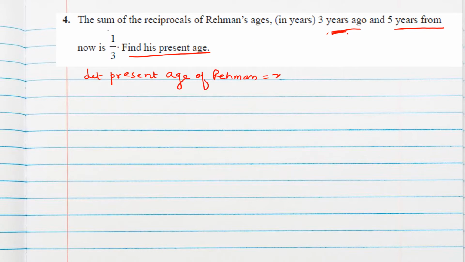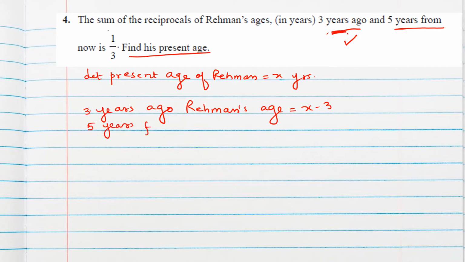is x years. Then for this condition, 3 years ago his age will be x minus 3 years. And then 5 years from now, Rahman's age will be x plus 5. You have to add 5 to the present age.